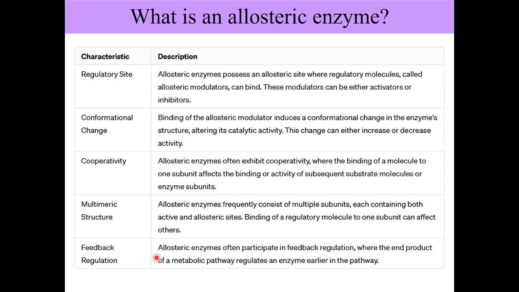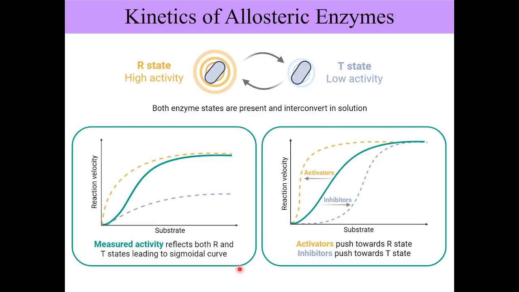So see, allosteric enzymes often participate in feedback regulation where the end product of a metabolic pathway regulates an enzyme earlier in the pathway. Alright, so many enzymes are acting in a metabolic pathway for the formation of the end product, and this end product comes and inhibits one of the enzymes, therefore stopping the entire pathway and regulating its own overexpression. Okay, now we will move on to the kinetics of allosteric enzymes.